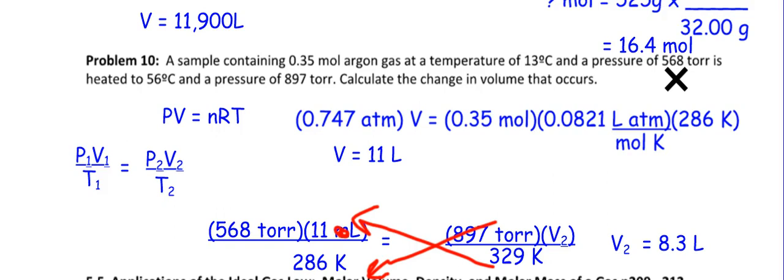Hopefully that makes sense. Why did I have to use PV=nRT first? Because I didn't have an initial volume. I had to use PV=nRT to find out what that initial volume was. Once I did that, then I used the combined gas law to figure out what the new volume is.